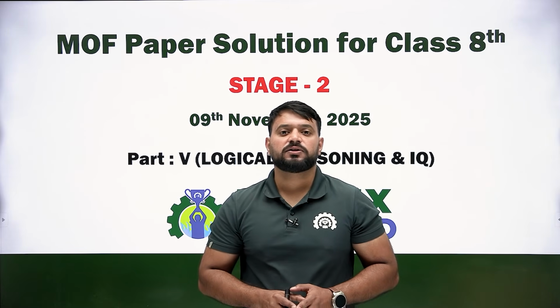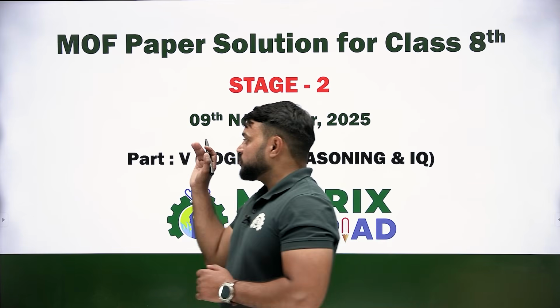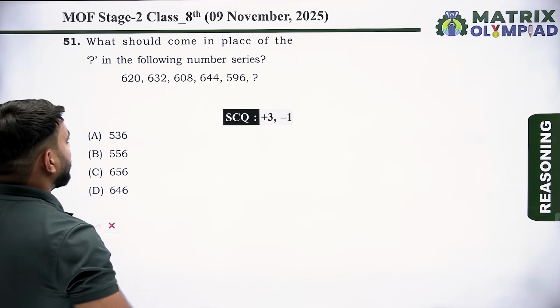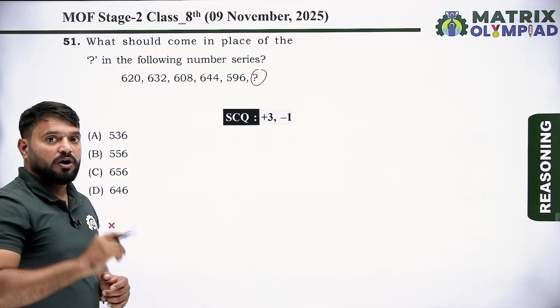Hello student, welcome to this channel. We are here to discuss the solution of the logical reasoning section of class 8. So let's get started. Now here, question number 51. Find the next number of the given number series. So first find the pattern of the given number series.